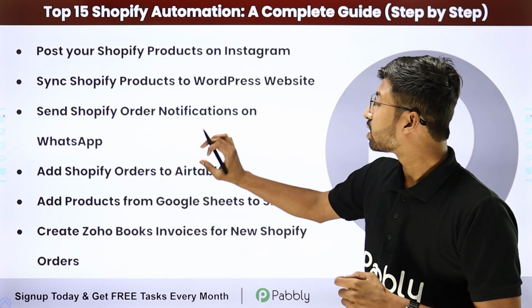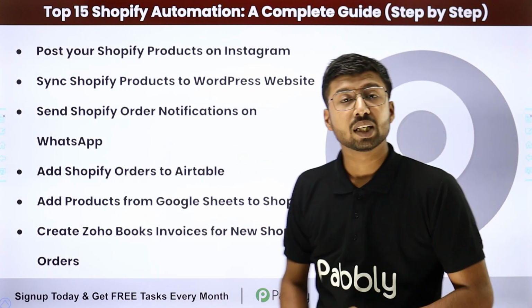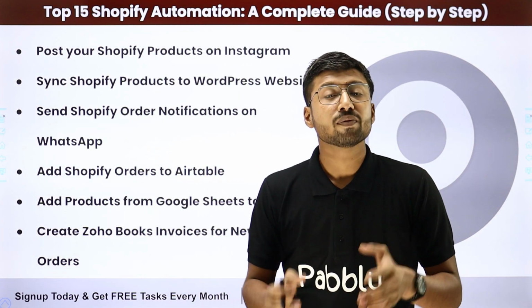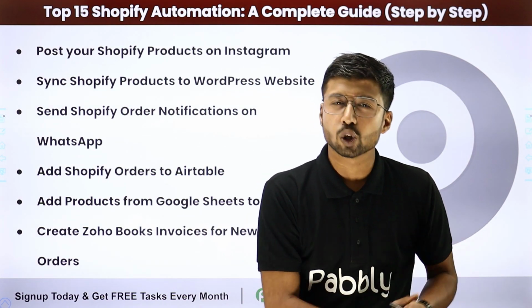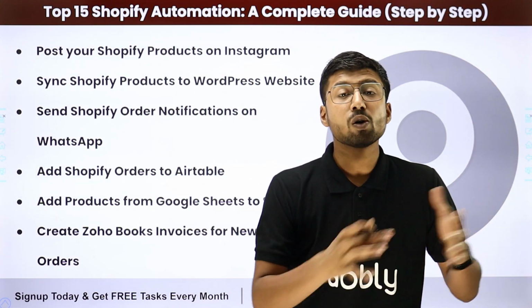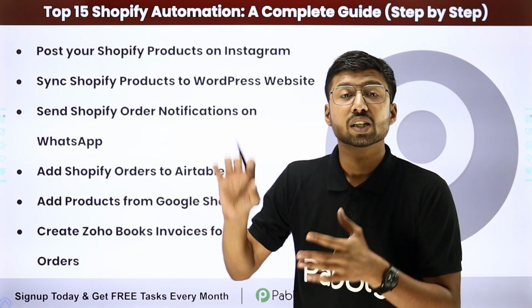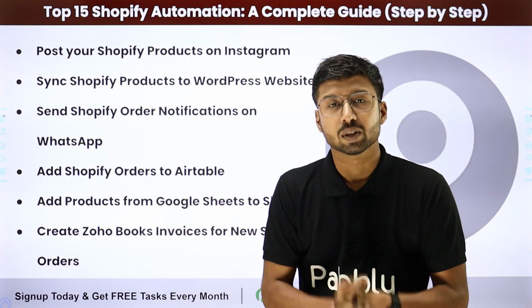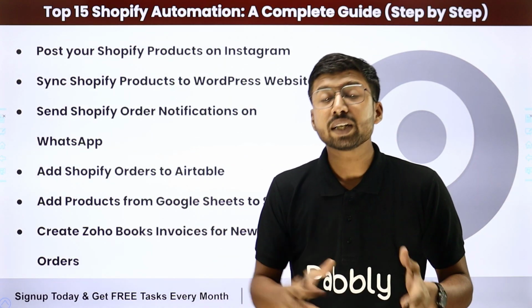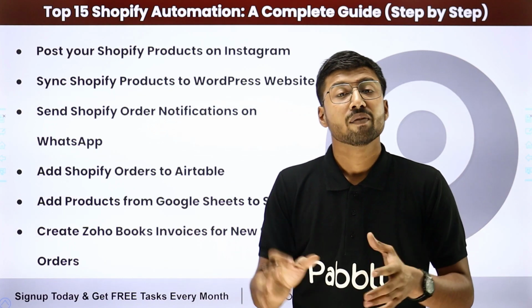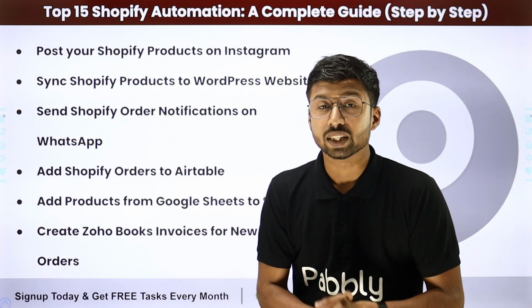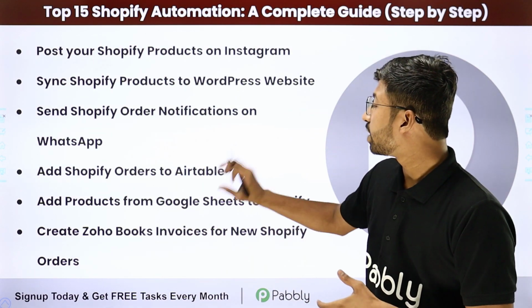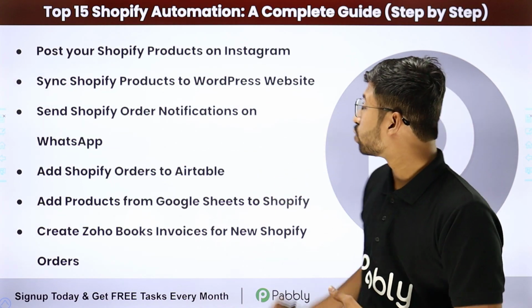The next automation is add Shopify orders to Airtable. Now using this automation, whenever you receive a new order on your Shopify store, automatically with all the order details and customer details, a new record is created in Airtable. In this way, you have complete data in real time in Airtable with all the running and upcoming order details as well.